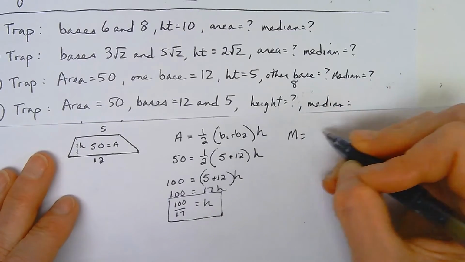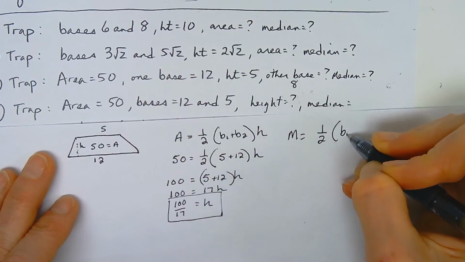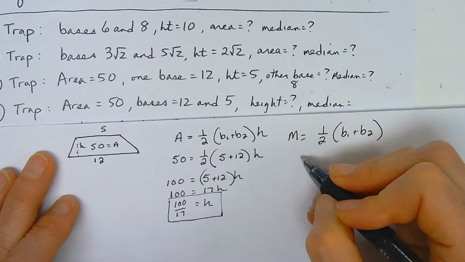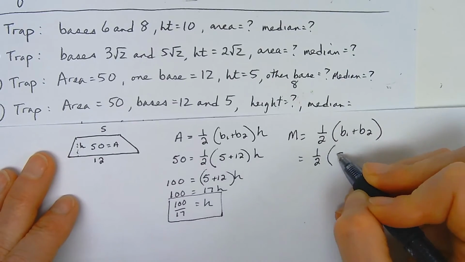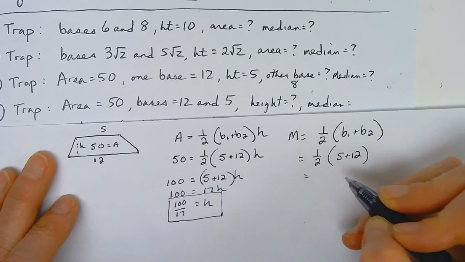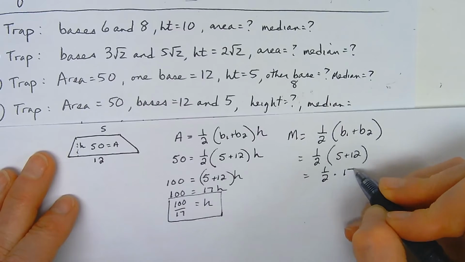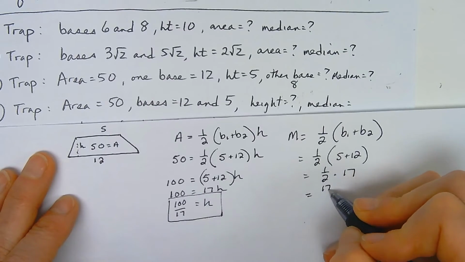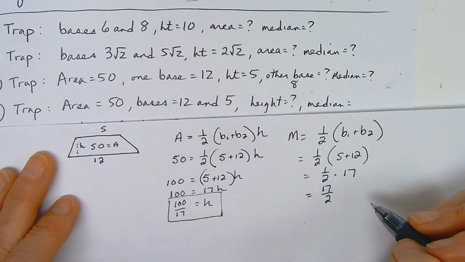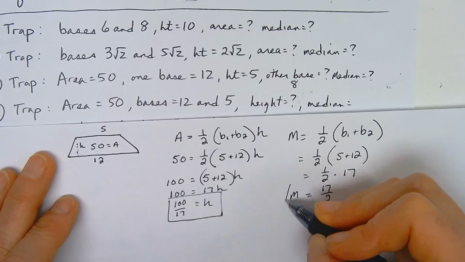The median is equal to 1/2 base 1 plus base 2. So it's equal to 1/2 5 plus 12. That's equal to 1/2 times 17. That's equal to 17 halves. So that's our median.